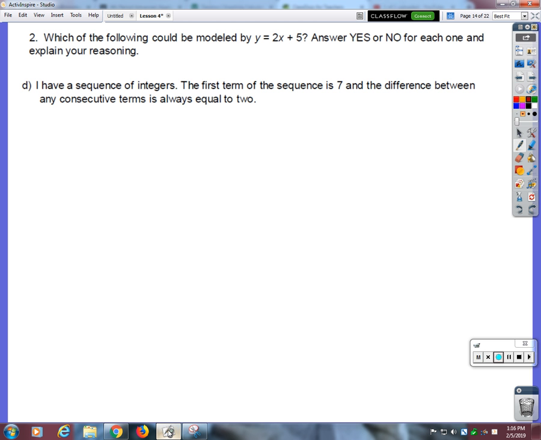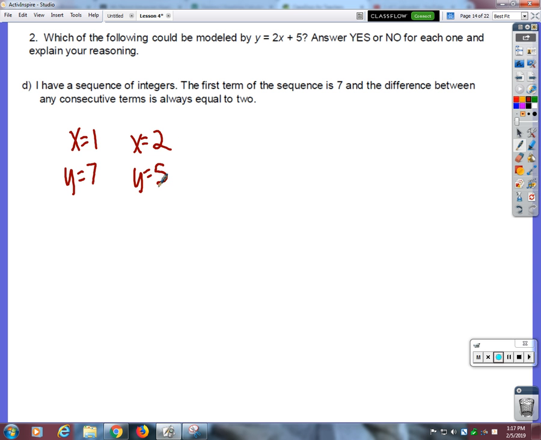Well, the first term in the sequence is 7. So if I plug in 1, then I get 7. The next thing is if I plug in 2, it says the difference between any consecutive terms is always equal to 2. So the difference is 2. You know what? I didn't think about that. You're right. It could be 5.